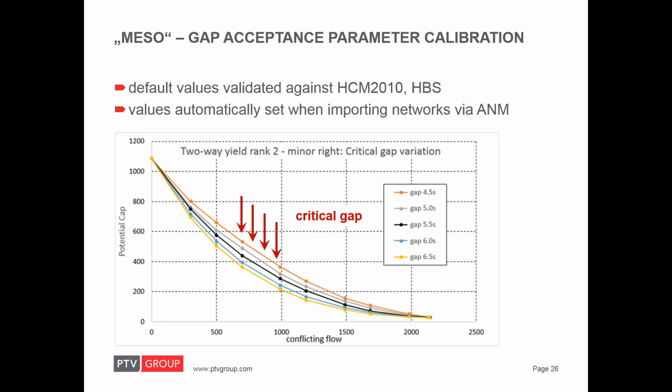Second, the critical gap. The critical gap determines the shape of the curve. In this example, there are several curves for different critical gap values, and you can see that these have an impact on the shape of the curve. And then the maximum waiting time, we have not touched that yet. It determines the capacity of the minor stream when the major street traffic operates at its maximum. So basically it defines the number of vehicles that can squeeze in the major traffic stream.